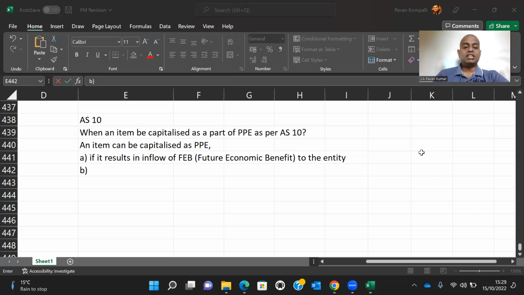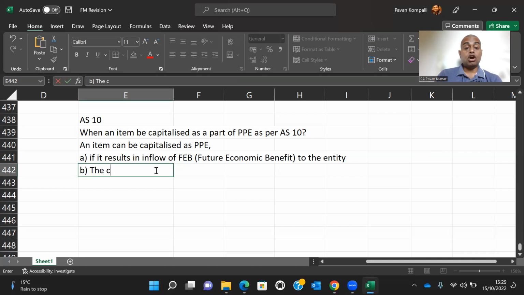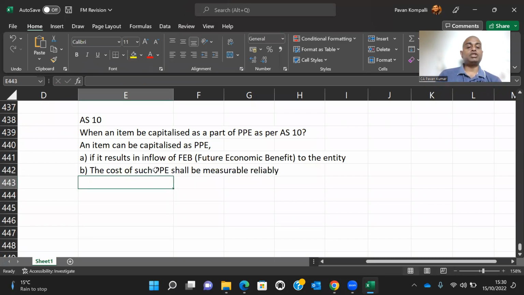Is there any second condition? Yes. Measurement. The cost of such PPE, the cost of such item, shall be measurable reliably. So the first one is, am I going to get the benefit? The second one is, am I able to measure the cost reliably? That is the reason when you look at Accounting Standard 26, Intangible Assets, there is a principle.